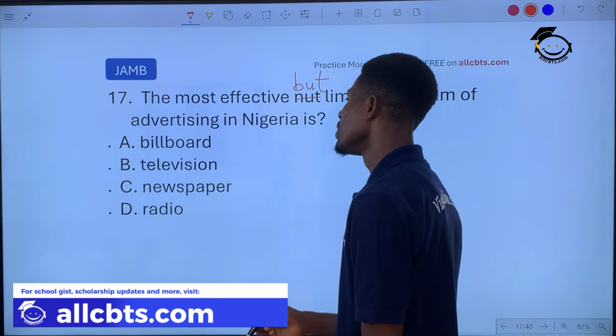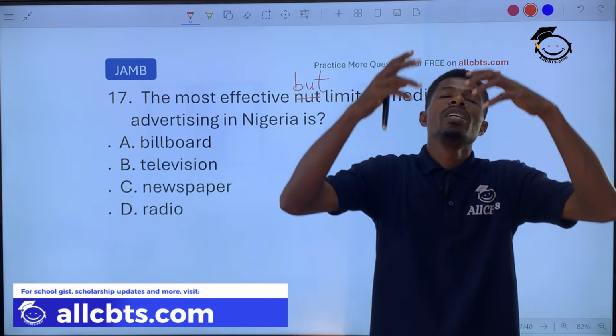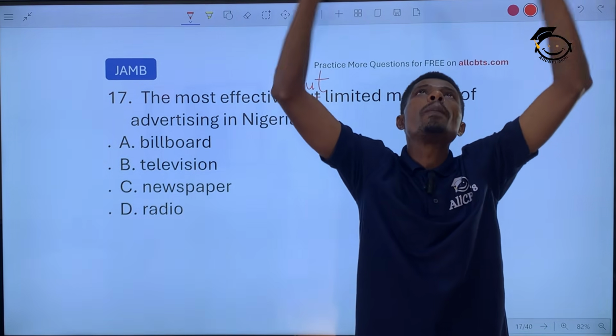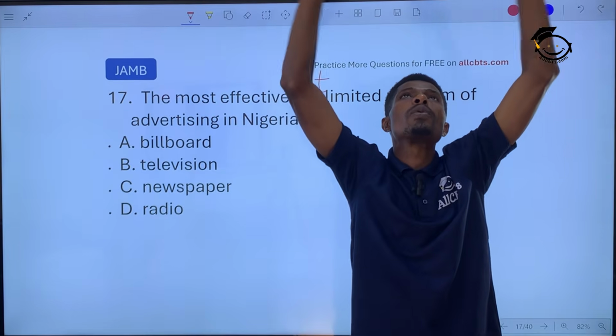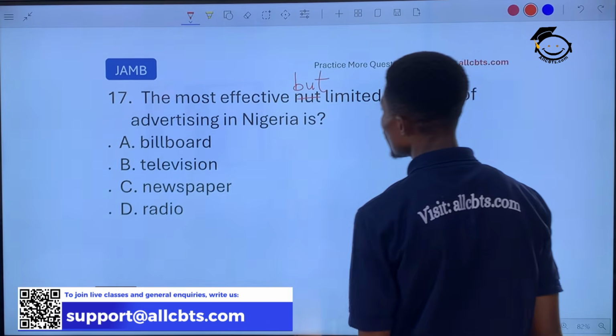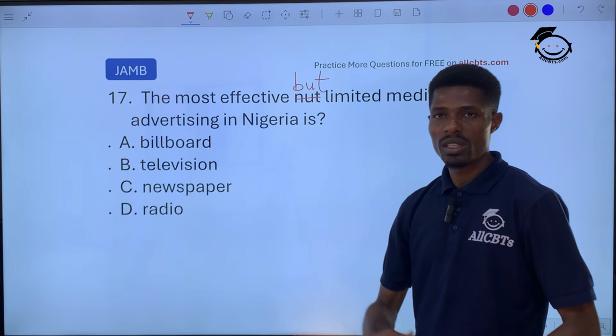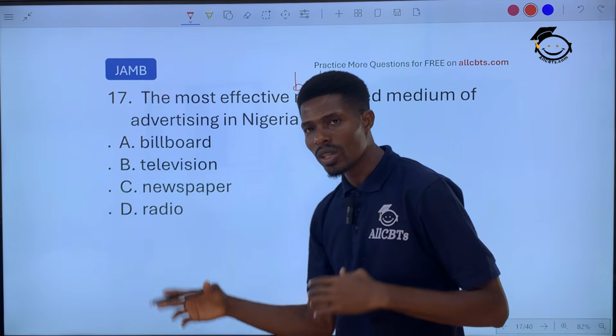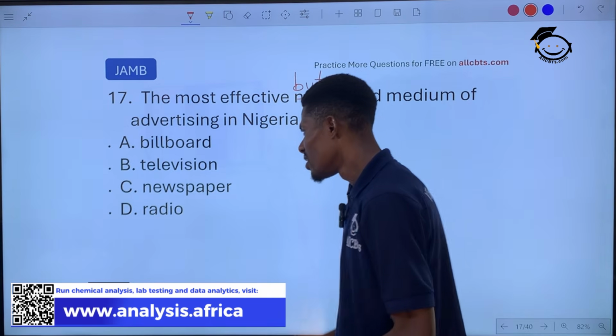Billboard. We're talking about the billboard. You see a big board. They can put a poster. They can put a banner to advertise the products. Television. Talking about screen, where there is motion, there is sound, there is sight.